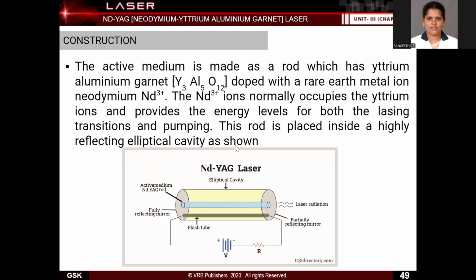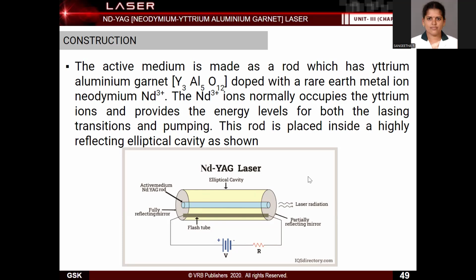Now we can see how to construct this Nd-YAG laser. The active medium is a rod made up of yttrium aluminum garnet, which is doped with the rare earth metal neodymium 3+ ion. This neodymium 3+ ion occupies the yttrium ion sites. We keep this rod inside a reflecting elliptical cavity, and then we keep a mirror. We are also keeping a xenon flash lamp inside the elliptical cavity.